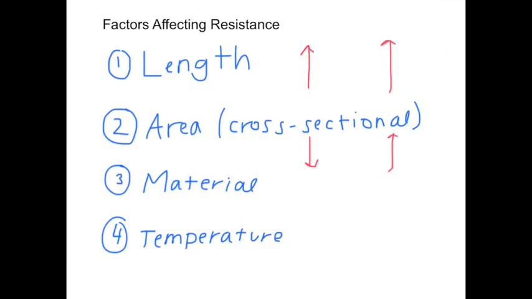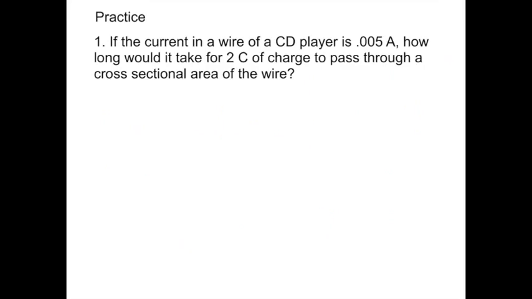The third is material. This is sort of impossible to quantify, but certain materials are more resistant to electric current than others. Finally, we have temperature, which is also directly related to resistance. So as the temperature becomes higher, resistance will become greater. So these resisting factors are important because they can be used to control the amount of current in a conductor. Now for some practice problems.